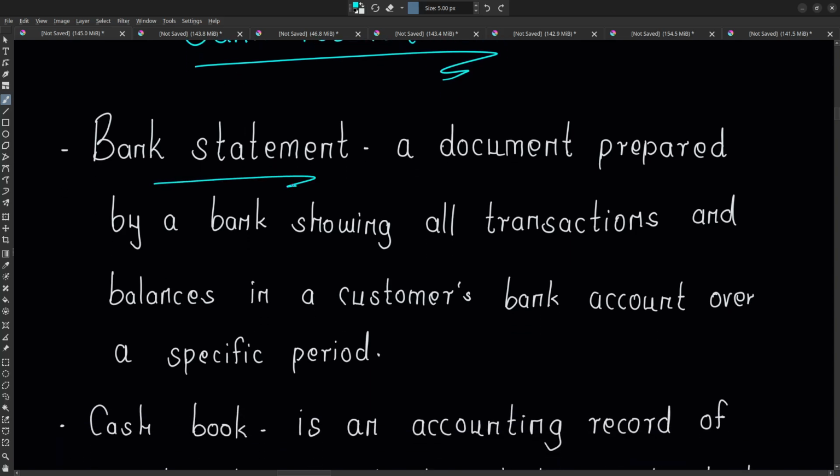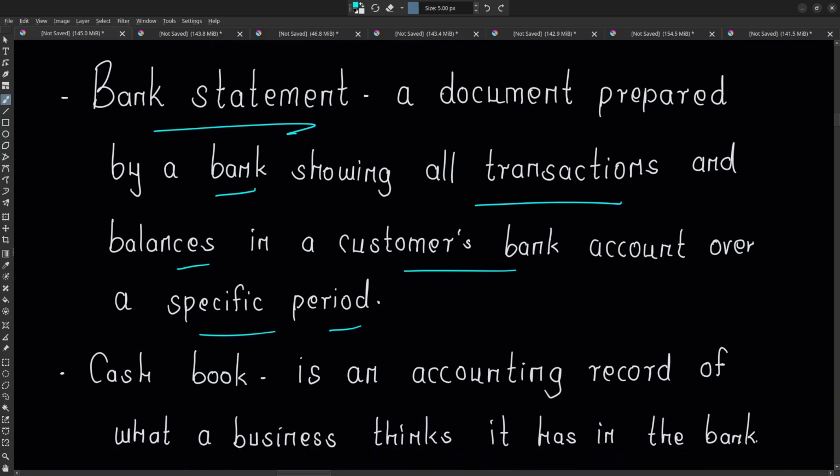A bank statement is basically a document prepared by the bank that a business uses, showing all transactions and balances in a customer's bank account over a specific period of time. Even as an individual, I'm pretty sure your bank sends you a bank statement which shows the records of all the transactions that have happened during a certain period. Some banks do it monthly, others do it quarterly, just to show you the transactions that have been going through your bank. That is basically a bank statement.